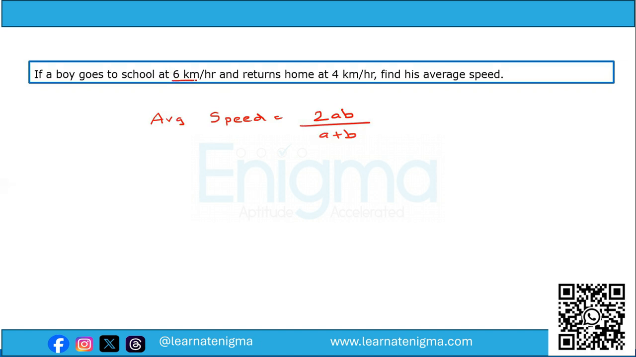We can say that a is 6 and b is 4. So therefore we have here 2 into 6 into 4 upon 6 plus 4. So we have here 48 upon 10, that is 4.8 kilometers per hour. So this will be the average speed.